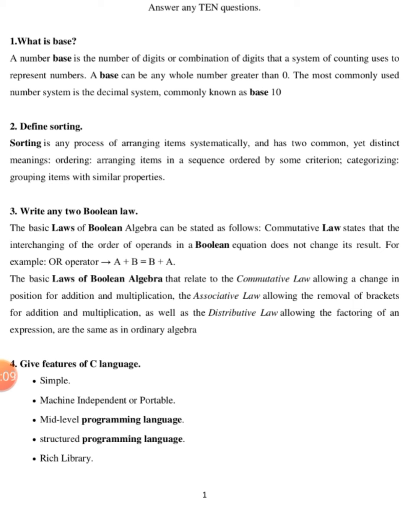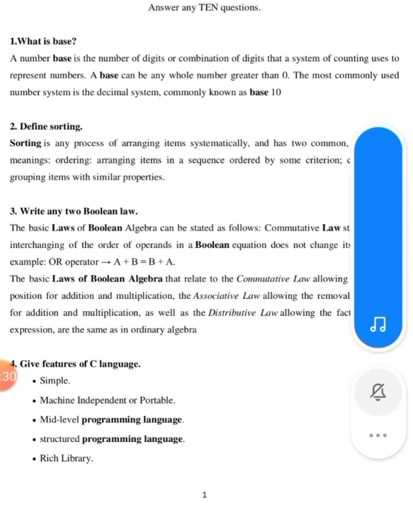Part A, first question: What is base? A number base is the number of digits or combination of digits that a counting system uses to represent numbers. A base can be any whole number greater than 0. The most commonly used number system is the decimal system, commonly known as base 10.